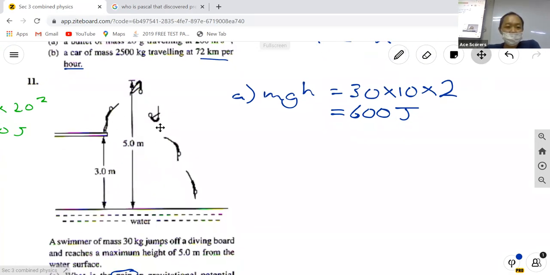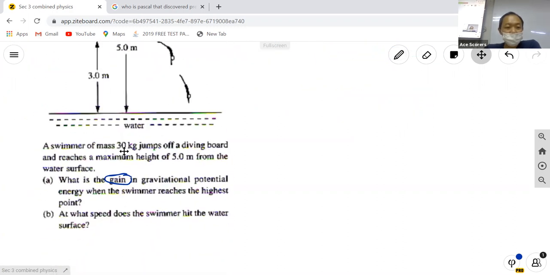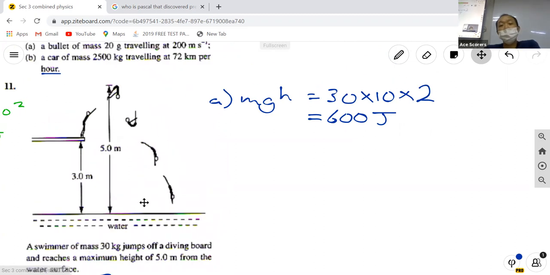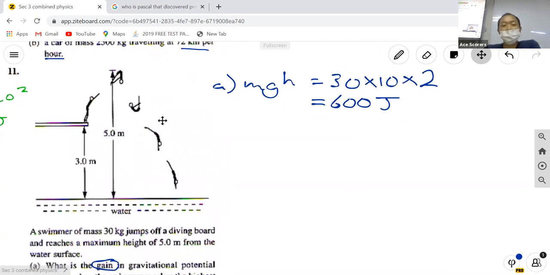Actually quite nice that they draw the stick figure like that. Next, at what speed does the swimmer hit the water surface? So you see, this is the kind of question.